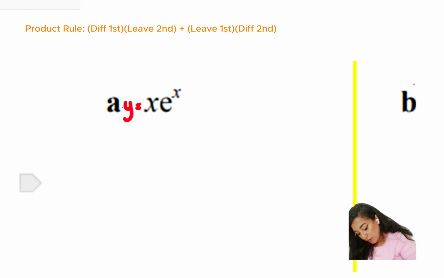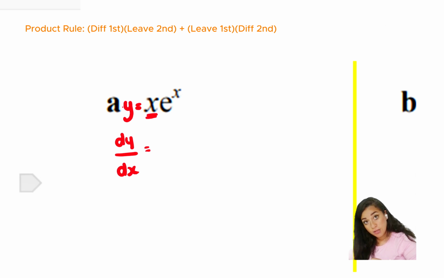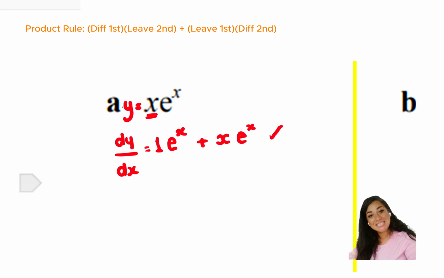So differentiate first. Let's just write dy over dx. Differentiate first, I end up with 1. Leave second, so leave e to the power of x. You just leave it as it is. Plus leave first, so let's leave x. Differentiate second. When I differentiate e to the power of x, what do I get? E to the power of x. And that's it. Easy peasy.